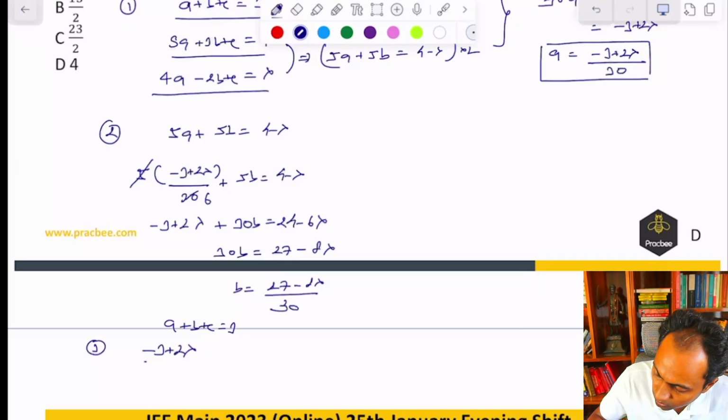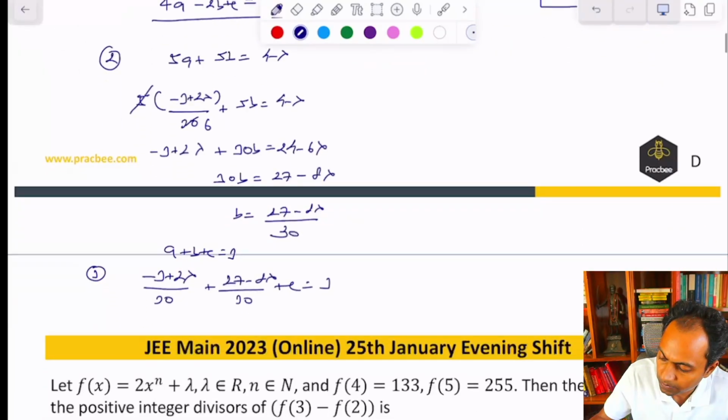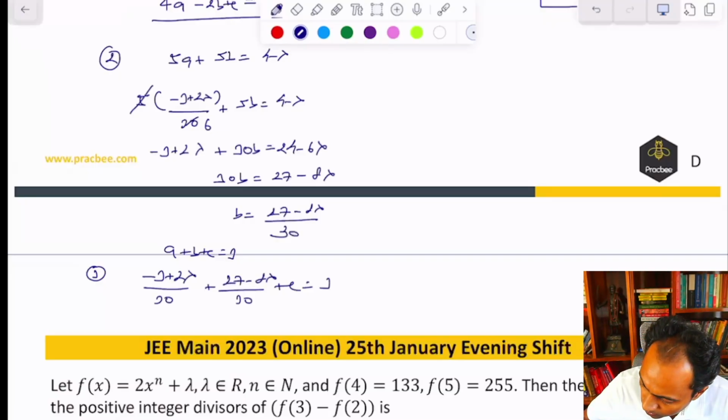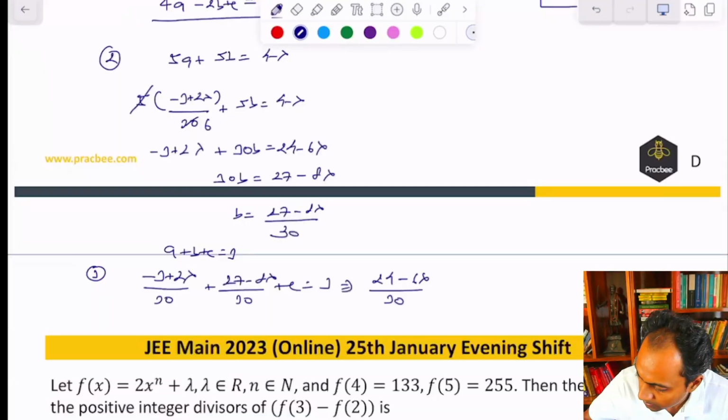If I put the value of A, this would be minus 3 plus 2 lambda by 30. The value of B is 27 minus 8 lambda by 30. This should be equal to 3. If I simplify this, if I add these two expressions, let us see what we get. 27 minus 3 would become 24. So this is 24 minus 6 lambda by 30 plus C is equal to 3.